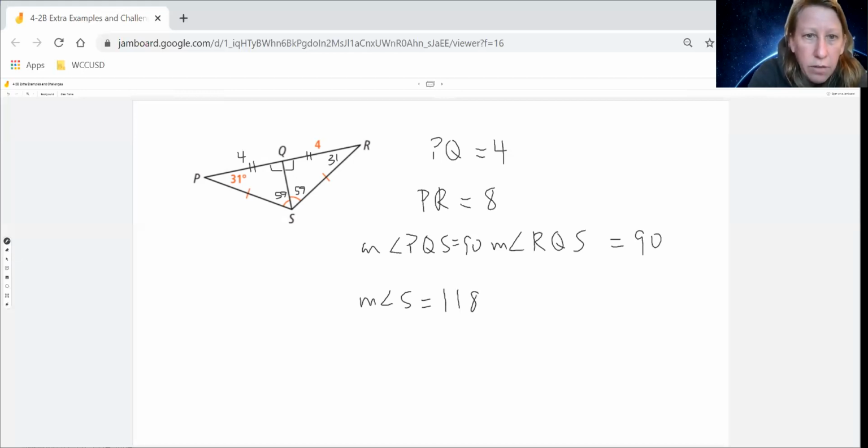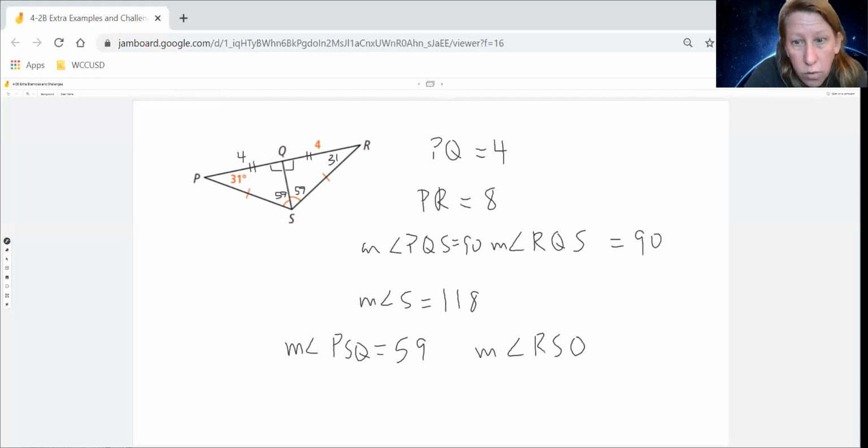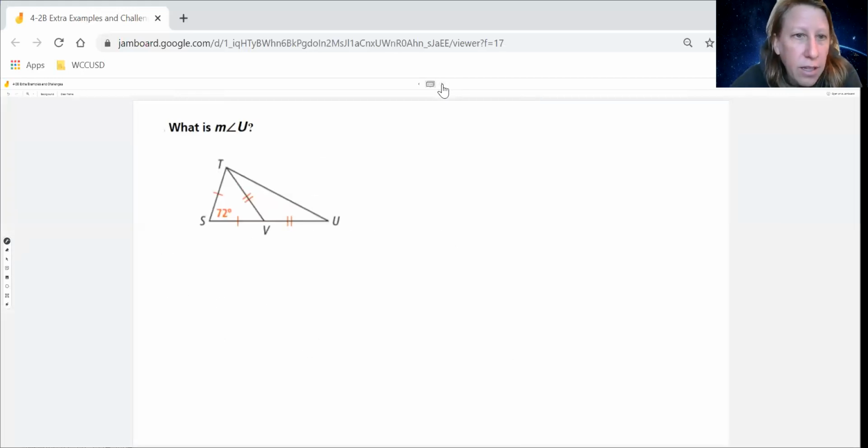Okay, we could find the measure of angle PSQ is 59. We could find the measure of angle RSQ is 59. And I can find the measure of these sides, but you don't know how. Haha. It's called trig. Okay, and the last, we got 2 more.